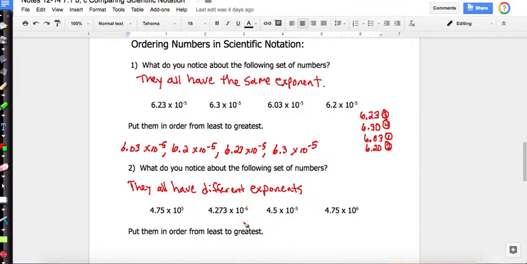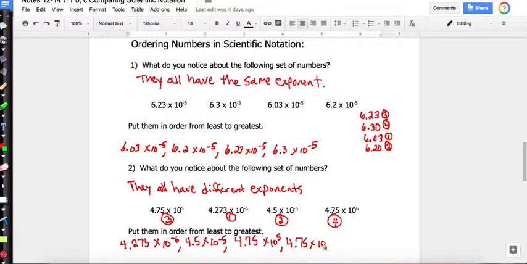So 5, -6, -5, or 6, which one's the smallest? Good, -6, so I'm going to put a 1 there. What's the next smallest? 5, -5, or 6? Good, -5. What's smaller, 5 or 6? Good, 5. And then, of course, this one would go last. So now I'm just going to rewrite them in the correct order. So 4.273000 times 10 to the negative 6. 4.5 times 10 to the negative 5th. 4.7500 times 10 to the 5th. And last, 4.7500 times 10 to the 6th.